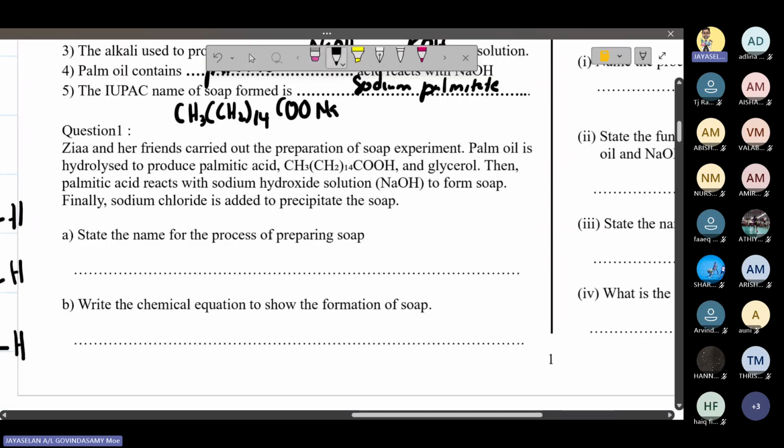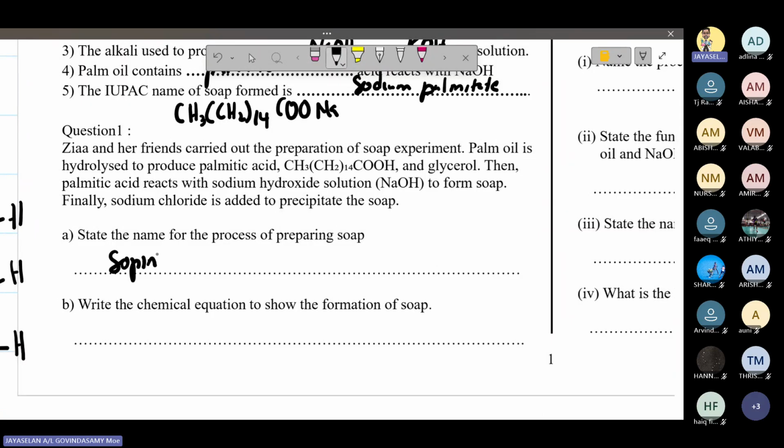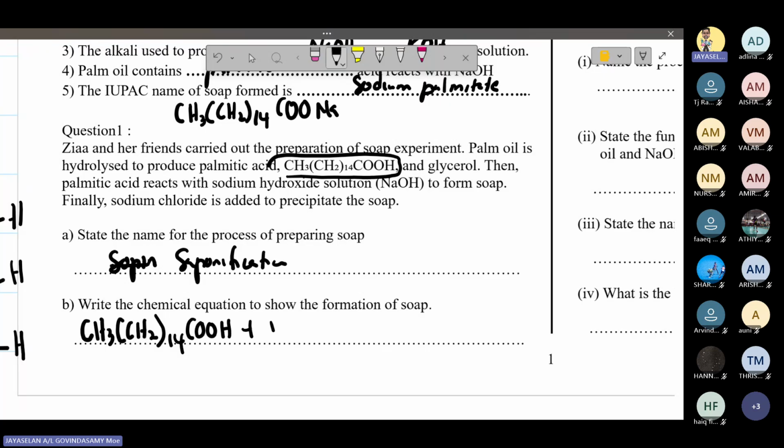The soap making process is known as saponification, so you put here saponification. In the soap making process, they ask for the equation. Take this, put here CH3(CH2)14COOH plus NaOH. Write this without hydrogen: CH3(CH2)14COONa, then plus water.